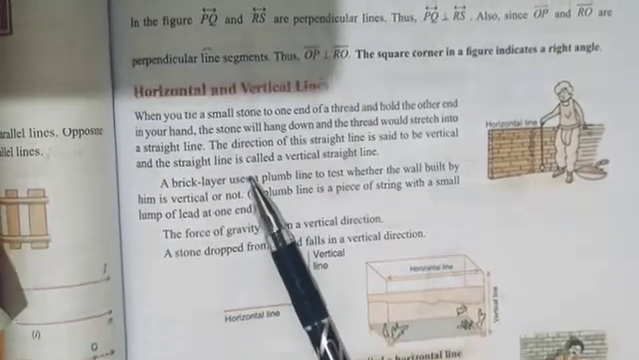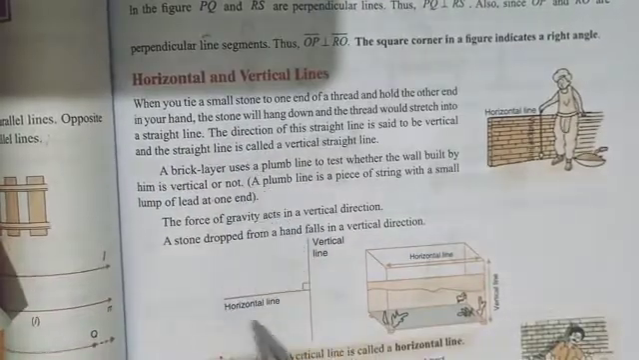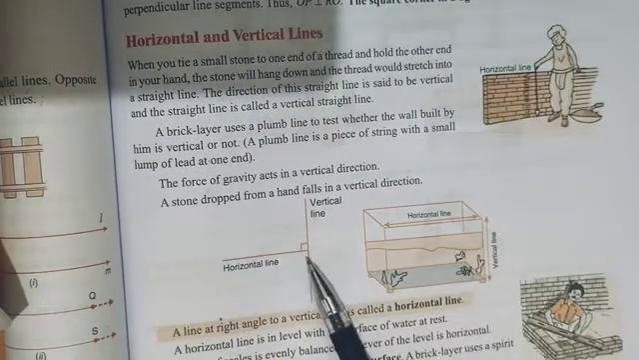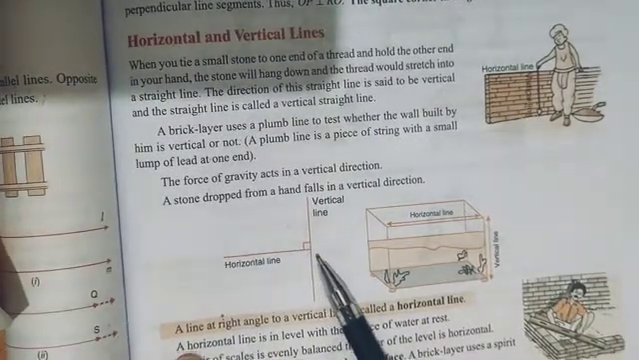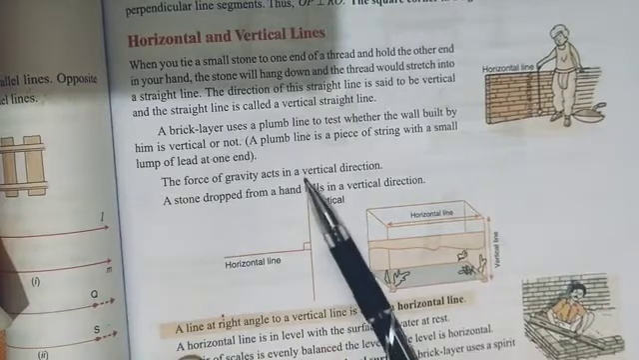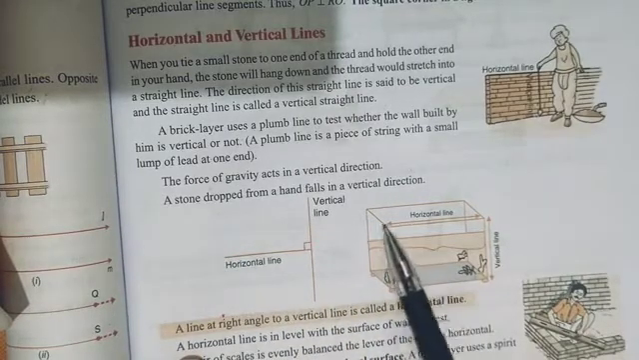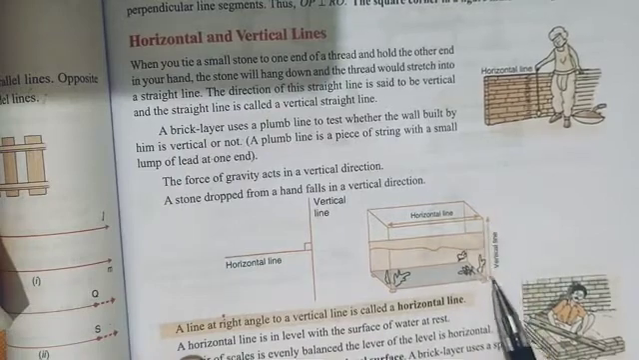Now the horizontal and vertical lines. This type of line is known as a horizontal line, and the line which is at right angles to it is known as a vertical line. So this is the vertical, this is the horizontal. In the diagram you can understand it. This is the horizontal line and this is the vertical line.